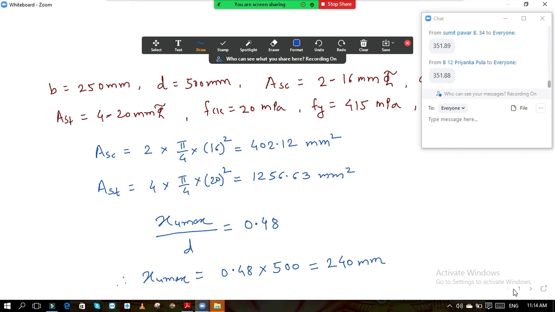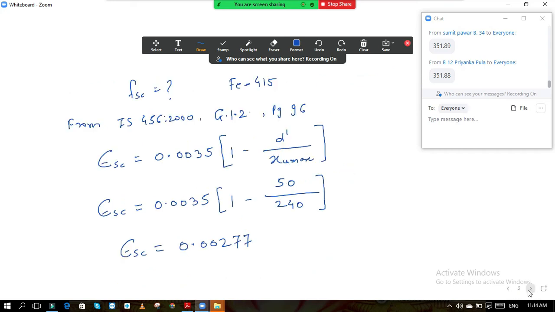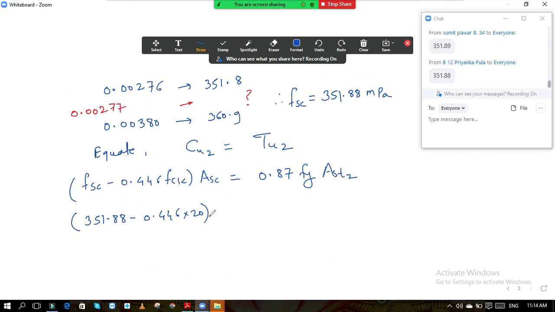ASC is 402.12, which is equal to 0.87 into Fy. Fy is 415 into, we don't know the value of AST2. We know the value of total AST, but we don't know the value of AST2. From this, we will get the value of AST2, that is the area of steel in the additional section.